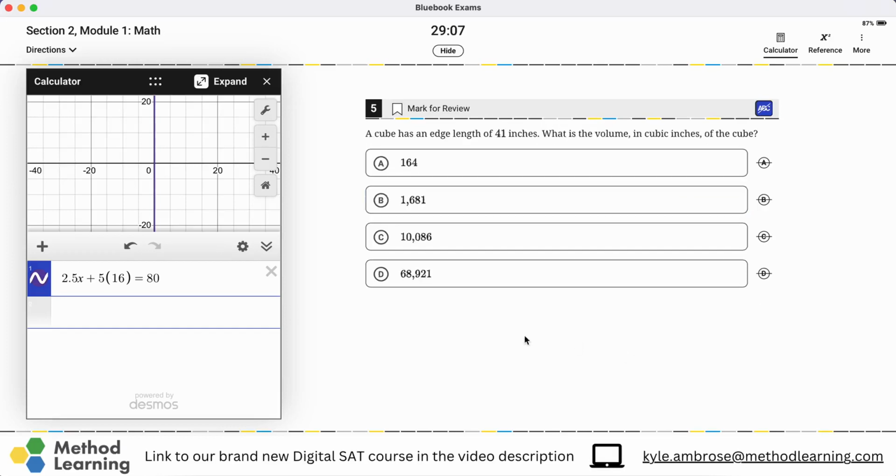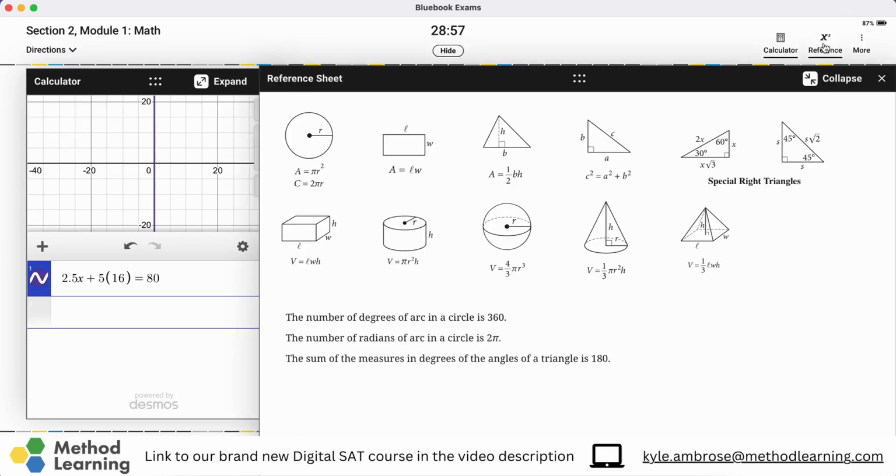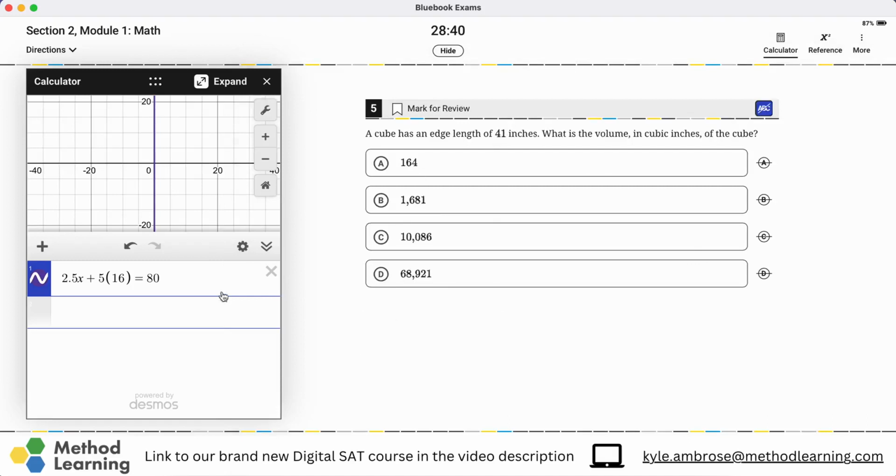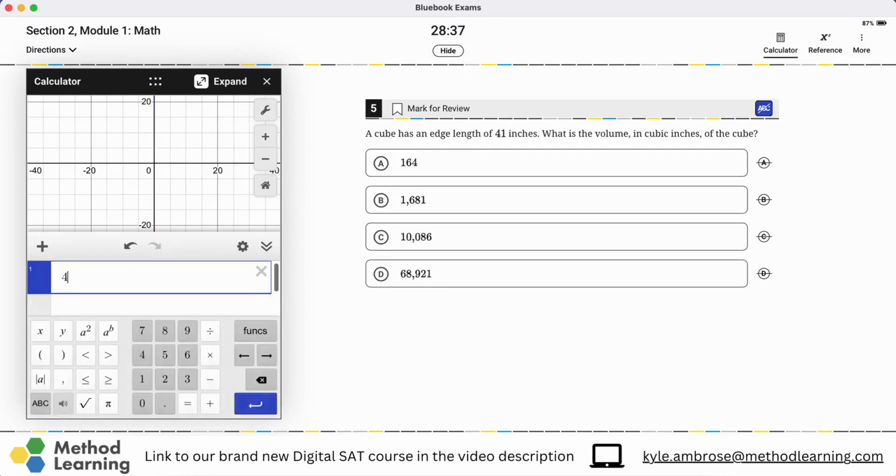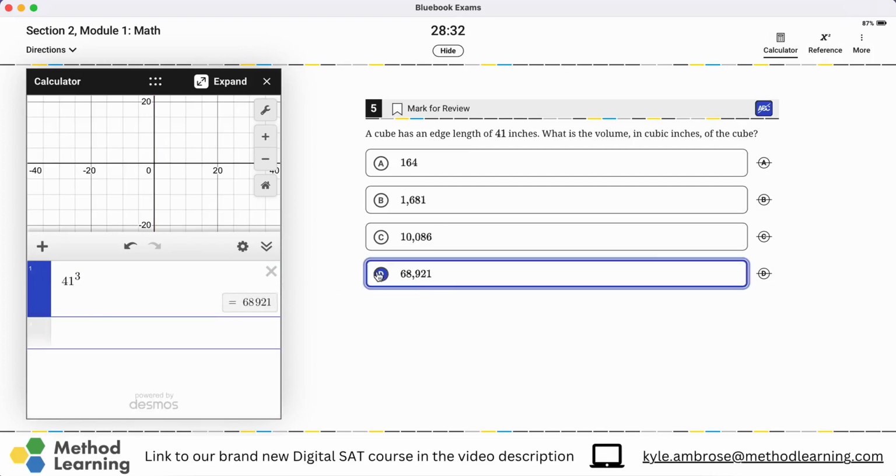Let's go to the next question. We've got a cube. 41 inches is the length of the edge of the cube. What's the volume? We can see in the reference table here that the volume of a box, essentially, is length times width times height. But with a cube, all of the sides are the same. That's what makes it a cube. And so really, it's just side cubed, right? Side times side times side, length times width times height. So 41, we just need to cube it. We can do that easily in any calculator, but Desmos works just fine. And there's our answer, 68,921, D.